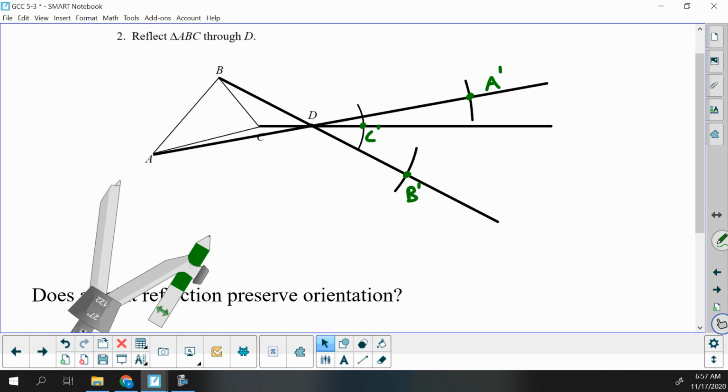To finish it off, we just want to connect those image points, and that'll make our image triangle. Make sure you're using your straight edge to do that. Okay, so there's our image, A prime, B prime, C prime.